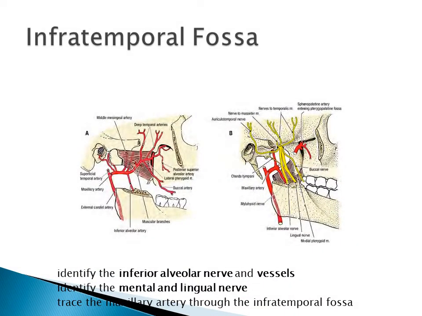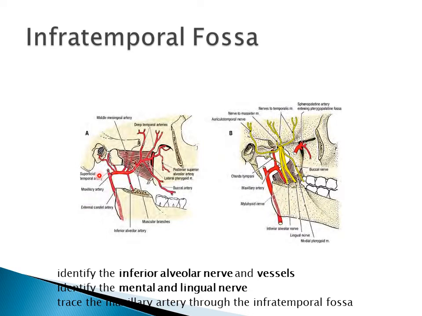Within the infratemporal fossa, you will identify the inferior alveolar nerve and its vessels. Right over here is the inferior alveolar artery and the inferior alveolar nerve. See, there's a little nerve coming off here, which is the nerve to the mylohyoid, goes to the mylohyoid and the anterior belly of the digastric. There's also the lingual nerve here, which is also a branch of V3.